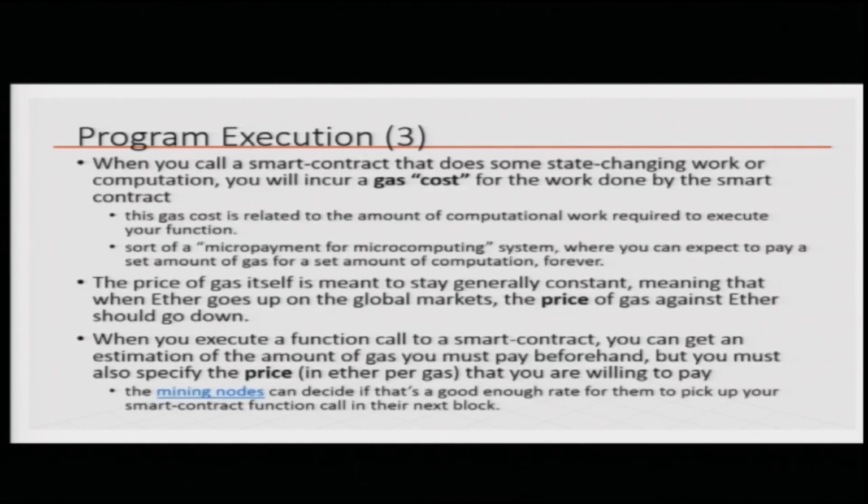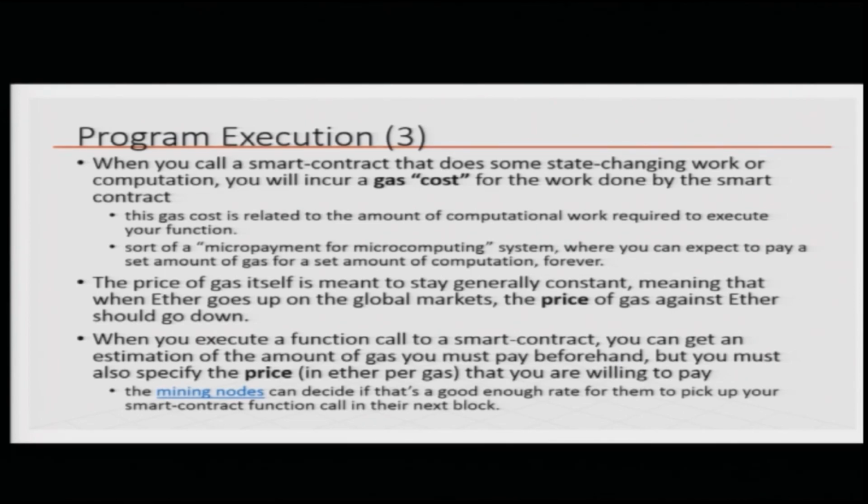So when you call a smart contract and it does state changing work or computation, you incur gas cost, as I said, and the gas cost is related to the amount of computational work required to execute the function. You can think of this as a kind of micro payment per micro computing operation, and you have to do this upfront, otherwise, as I said, there may be an infinite loop. So you have to set an amount of gas for a set amount of computation.